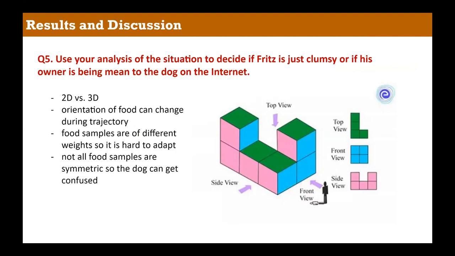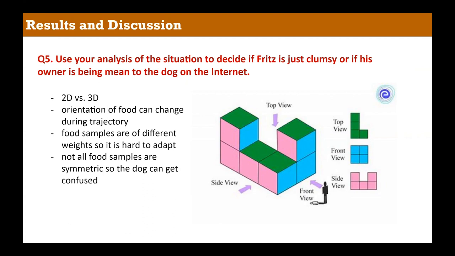Question 5. Is Fritz clumsy or is the owner being mean? Our answer is that the owner is being mean. This is due to many factors that include how the orientation of asymmetrical food samples change during trajectory, confusing the dog and affecting the object's air drag force, which affects the object's velocity, and the changing weights of the food samples, which makes it hard for Fritz to adapt and predict the trajectory.